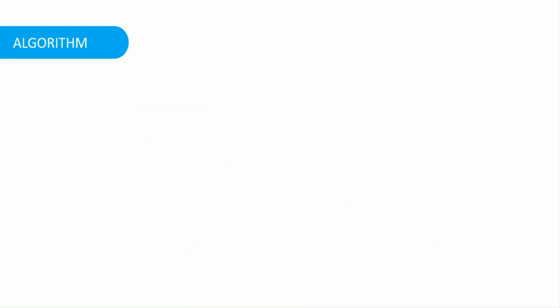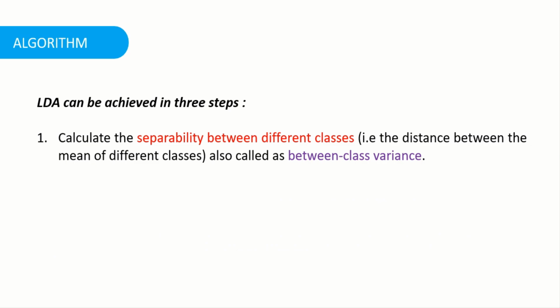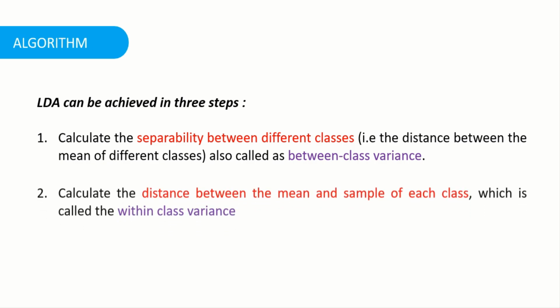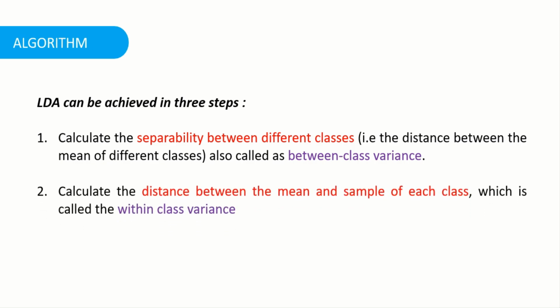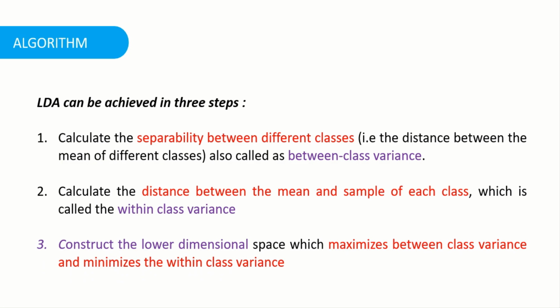So let's quickly look into the algorithm of linear discriminant analysis. LDA can be achieved in 3 steps. The very first step is to calculate the separability between different classes, that is, the distance between the means of different classes, and it is known as between class variance. The next step is to calculate the distance between the mean and the samples of each class, which is called the within class variance. And the third and final step is to construct the lower dimensional space whose objective is to maximize the between class variance and minimize the within class variance.